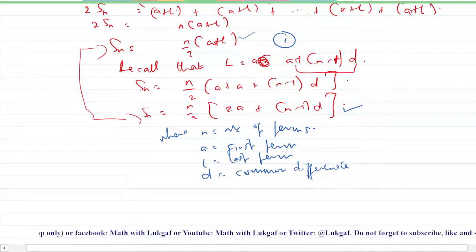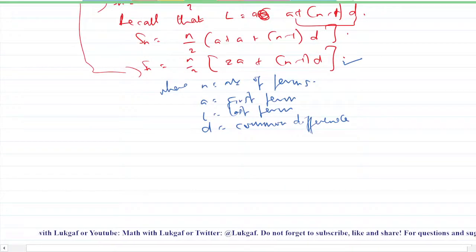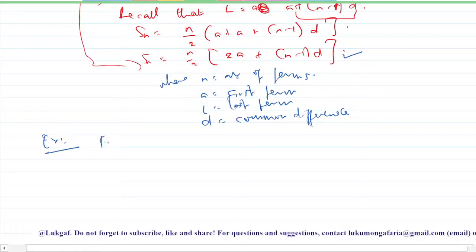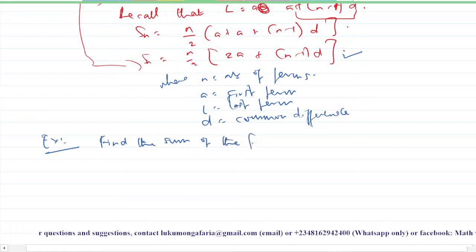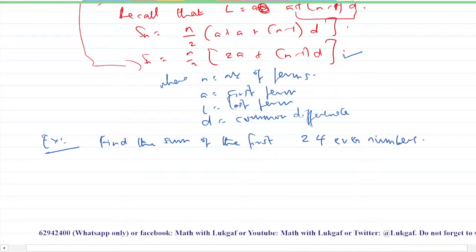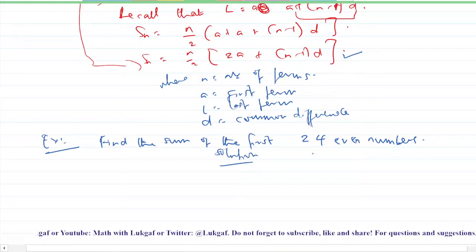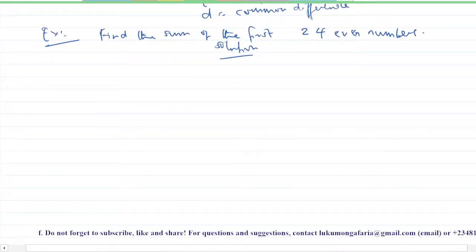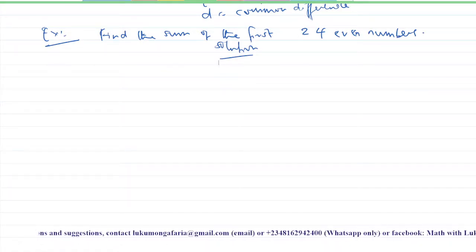So let us apply this formula. For example, find the sum of the first 24 even numbers. This is not difficult to do at all. Recall, sum is what? When you have the sequence of even numbers, you are going to add the first 24 numbers. In fact, you can do this manually, but it will take much of your time. So how do you do that?